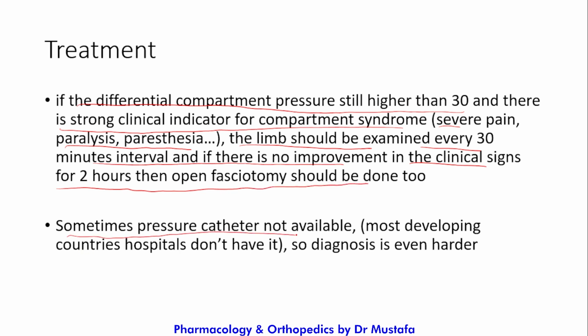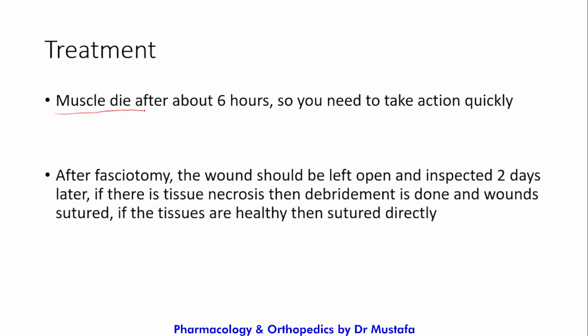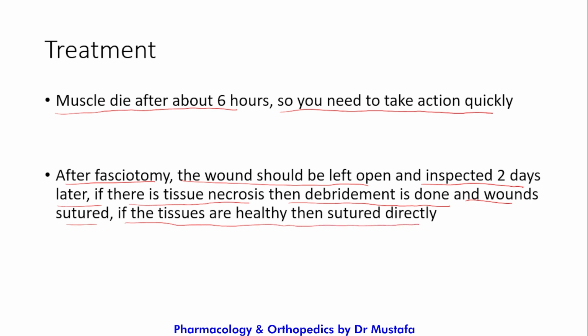Sometimes the pressure cath is not available. Most hospitals in developing countries don't have it, so diagnosis is even harder. The muscle dies after about 6 hours, as we mentioned, so you need to take action quickly. After fasciotomy, the wound should be left open and inspected 2 days later, and if there is tissue necrosis, then debridement is done and the wounds sutured. If the tissues are healthy, then they are sutured directly. Sometimes skin grafts are needed for the wounds to be closed.